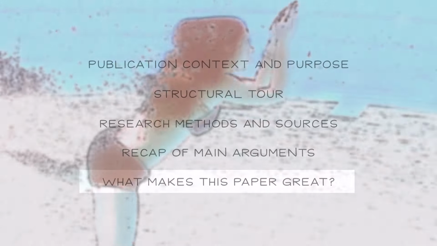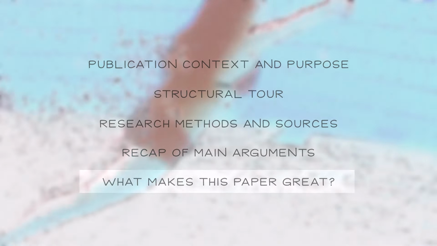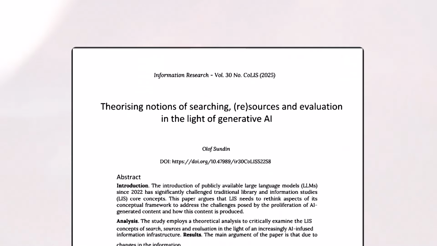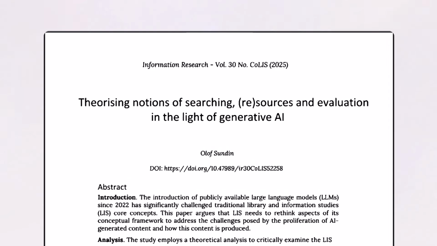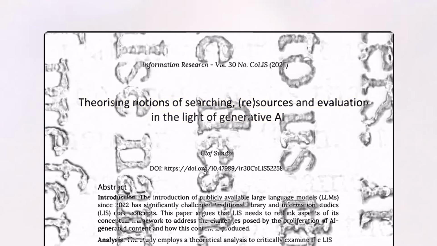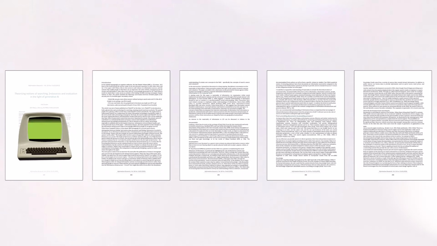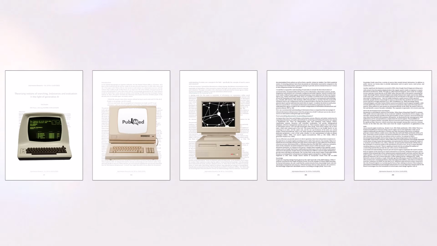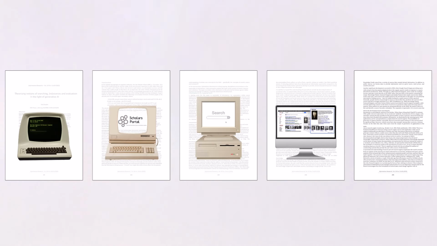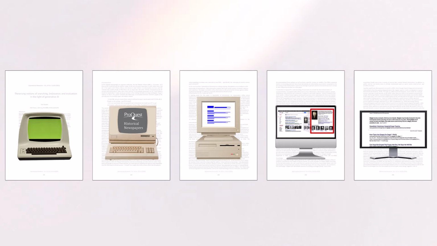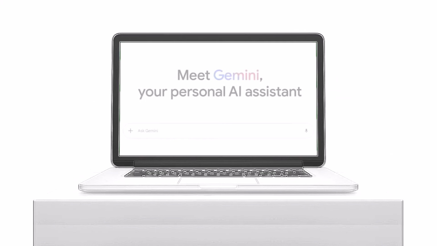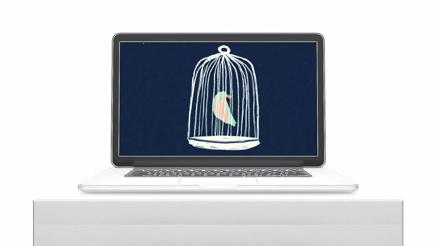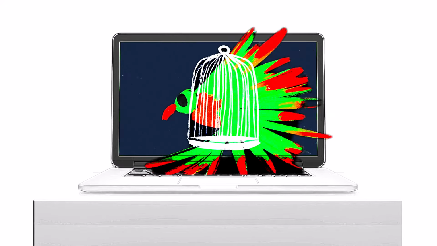And now, what makes this paper great? This paper reconciles library and information science to an information age centered on generative AI and large language models. To that end, it chronicles how search systems have evolved from delivering information sources to presenting answers and facts. Readers are alerted that these answers are synthetic and designed to sound like reliable human experts, but are not.